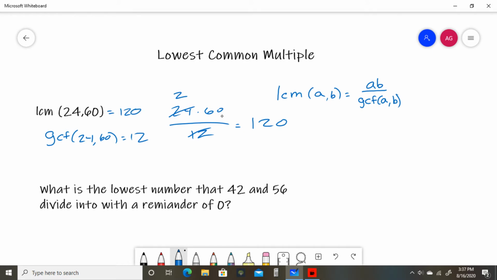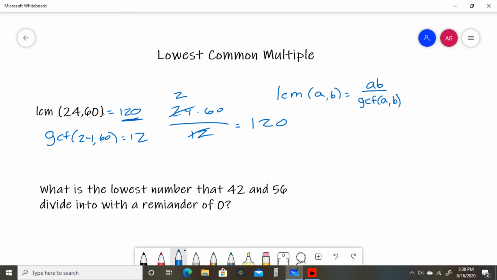So, to recap, to find the LCM, you have to first find the GCF. In this case, the GCF of 24 and 60 is going to give us 12. Then, pick one of the numbers, it doesn't matter which one, and divide it by your GCF. So I picked 24, but you could have picked 60 just as well. So if you do 24 divided by 12, you get 2, and then once you have that number, multiply it by the other number. So 24 divided by 12 is 2, multiplied by 60 gives us 120.